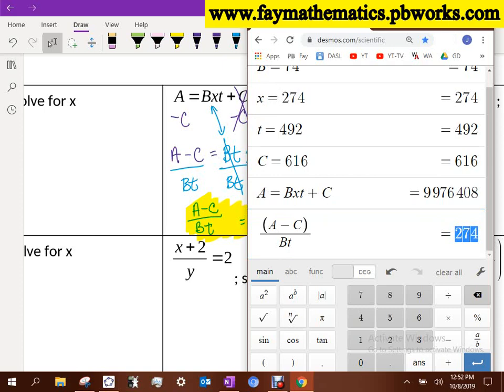X we said was 274, right? No matter what number you plug in there, guys, you're going to get back, because A minus C over BT is solved for X, that number that you predefined earlier as X. Does that kind of make sense? I think that's a great tool for being able to check these literal equations.